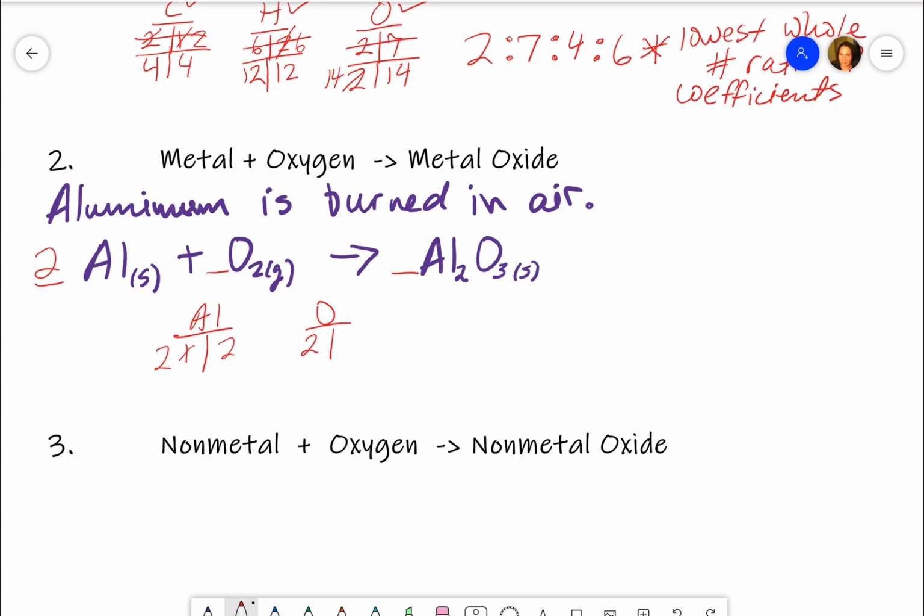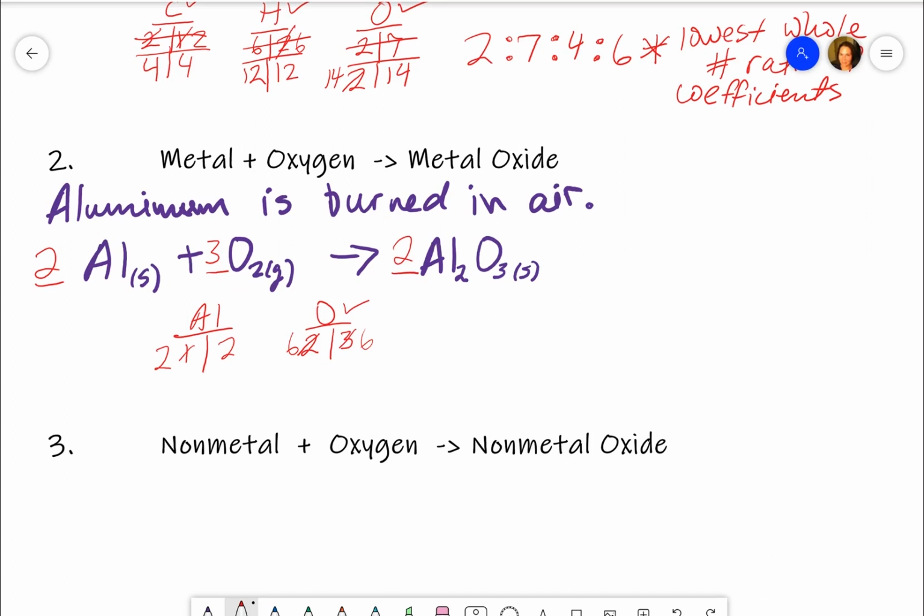On the left, I've got 2 oxygens. On the right, I have 3. I can't turn 2 into 3. So what's the common denominator here? It'd be 6. So what do you multiply 2 by to get 6? 3. So we're going to put a 3 in front, and that will give me 6 on that side. And what do you multiply 3 by to get 6? A 2. So we put a 2 in front, and now we have 6. And that works out for oxygen.